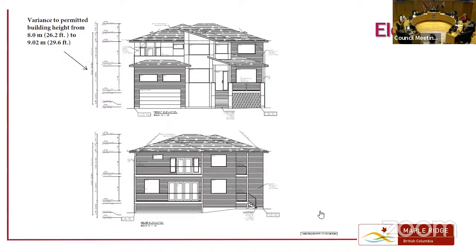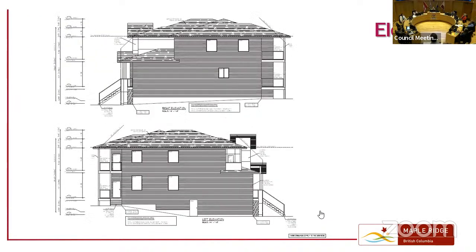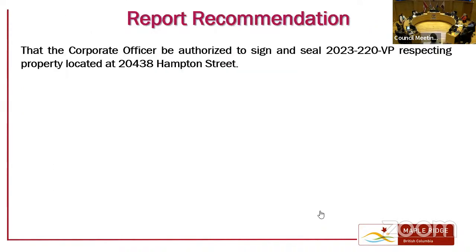And these are the elevations showing the height variance from 8 to 9.02 meters on the front elevation, and then the rear elevation of the house and the side elevations of the house. And the recommendation is that the corporate officer be authorized to sign and seal DVP 2023-2020 VP respecting the property located at 20438 Hampton Street. Madam Chair and Committee. Thank you very much. Motion to move it forward, Councillor Youssef, seconded by Mayor Rumi. Any questions? Mayor Rumi.